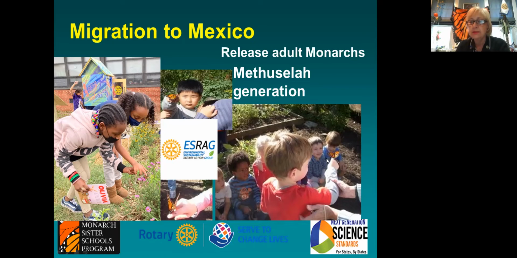We try to raise them inside so that students can see the whole process of the monarch metamorphosis, and then they release them so they can fly to Mexico. So the first 4 generations of monarchs only live 30 days, long enough to migrate 50 miles on the pathway of 3,000 miles to Mexico to lay their eggs and grow the next generation.